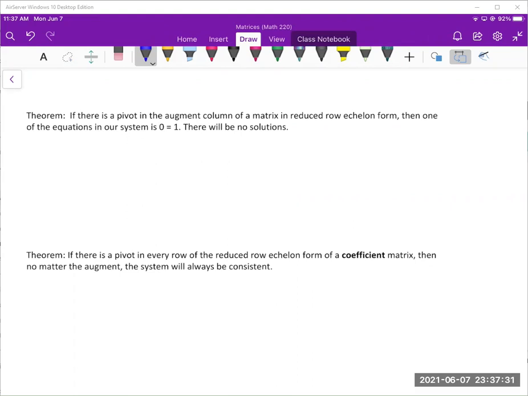Let's unpack this a little bit. Our hypothesis is that there's a pivot in the augment column of a matrix that's in reduced row echelon form. A pivot is our first non-zero entry in a row for a matrix in reduced row echelon form.